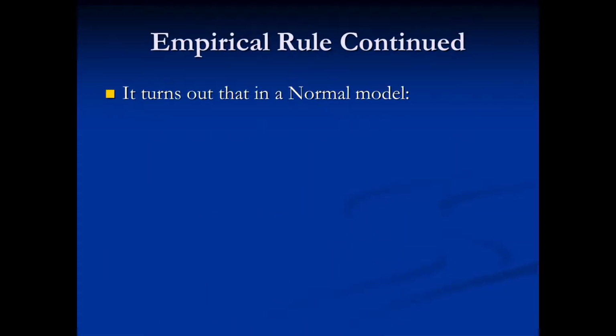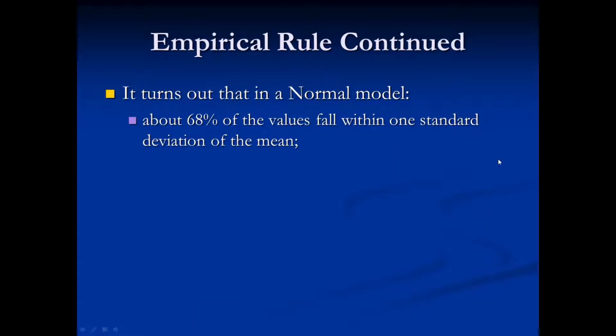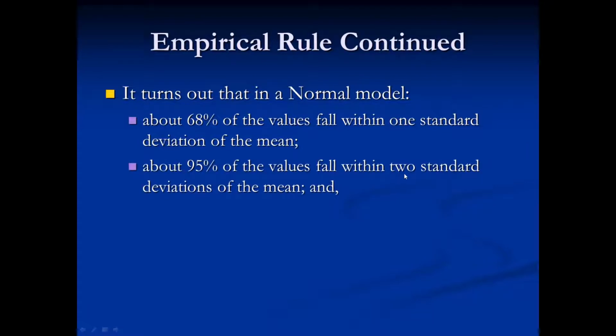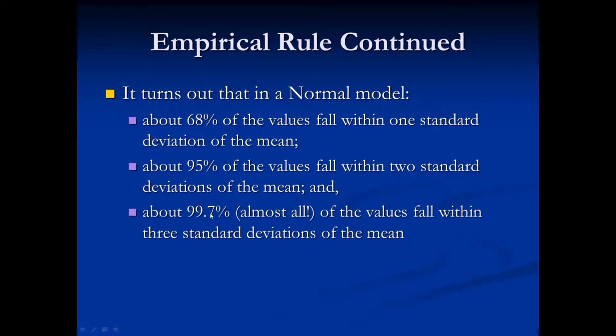So, it turns out that in any normal model, whether it's taller and skinny or short and wide, about 68% of your values fall within one standard deviation of the mean. 95% of the values fall within two standard deviations of the mean. And about 99.7%, nearly all of them, fall within three standard deviations of the mean. Again, this works for any normal curve, and it's the empirical rule, also known as your 68, 95, 99.7 rule. So you need to memorize that.